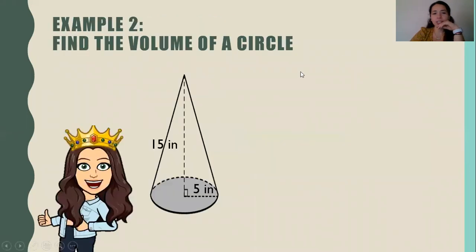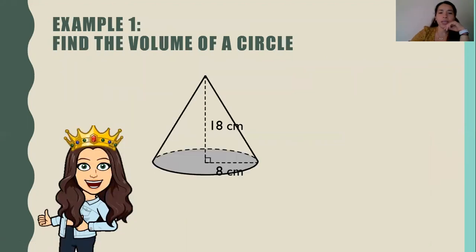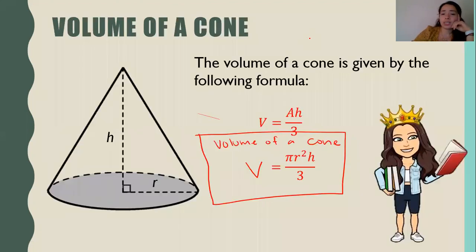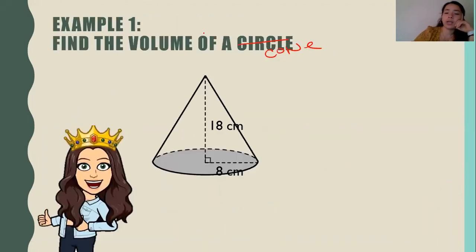All right, so all we're gonna do today is find the volume of a cone. So if we go back to our last slide, the volume of a cone is pi r squared h over 3. So I'm just gonna write that here, pi r squared h divided by 3. And we're gonna plug stuff in now. So the volume, that's what we're trying to find. We're trying to find V.